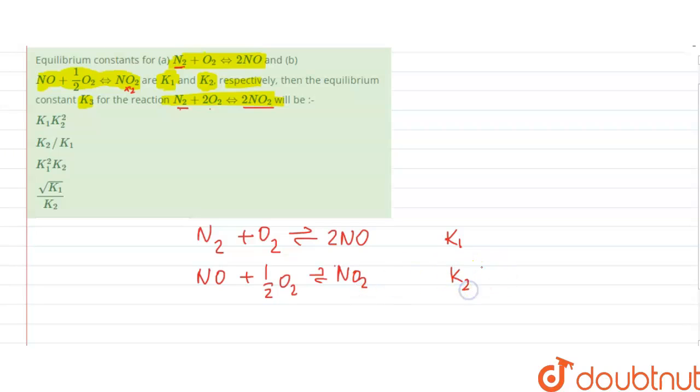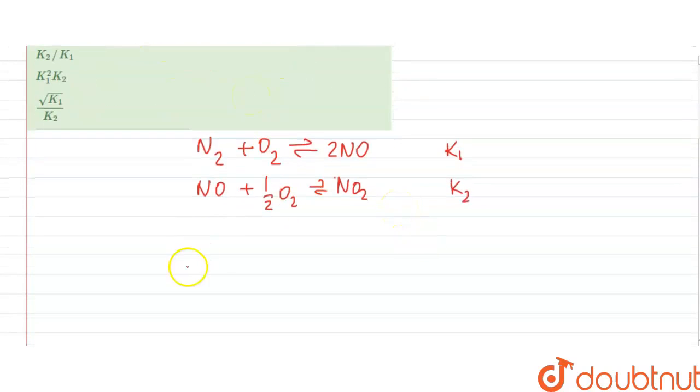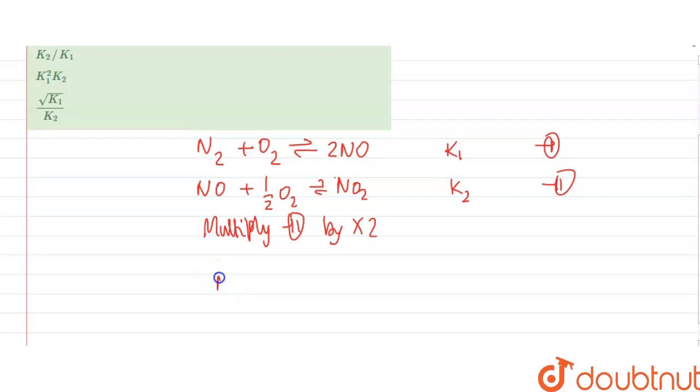Now one thing you have to keep in mind, that in the final reaction we want 2NO2. So this reminds me that you have to multiply the second equation by 2. So we get 2NO plus O2 is equal to 2NO2. And when we multiply a reaction by anything, the equilibrium constant goes to that power. So it will be K2 square now.